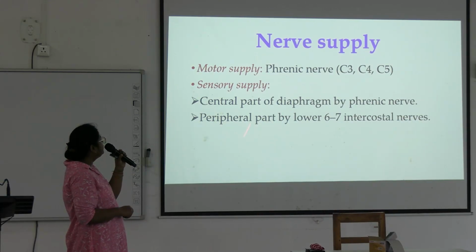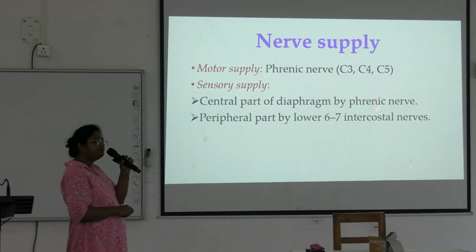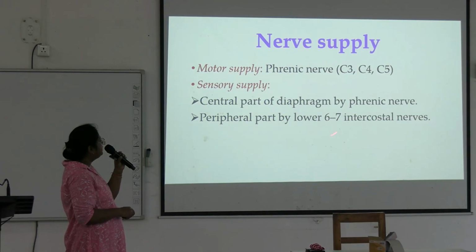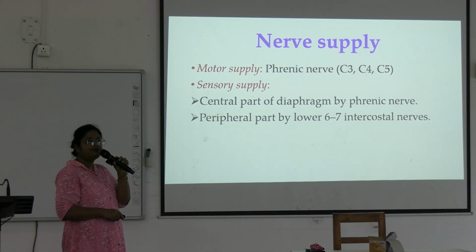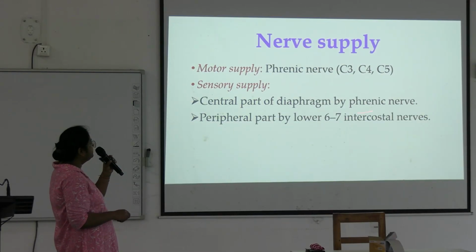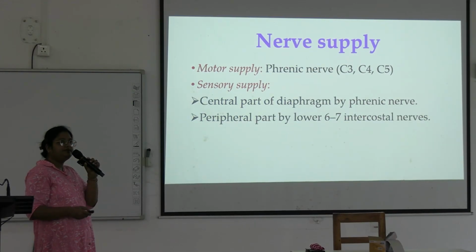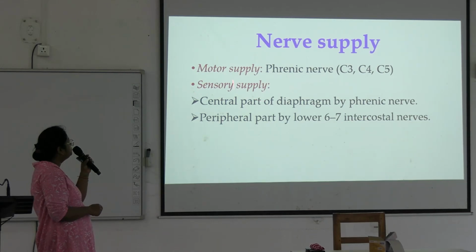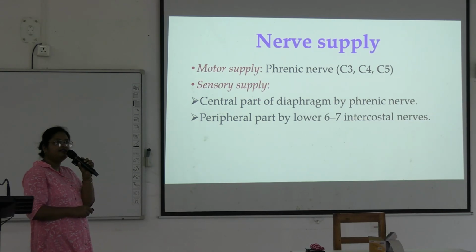Sensory supply for the central part of the diaphragm is supplied by the phrenic nerve, and the peripheral part by the lower 6th to 7th intercostal nerves. Okay. So the phrenic nerve is the main nerve supply for the diaphragm. Both sensory and motor fibers are there in the phrenic nerve. Okay.